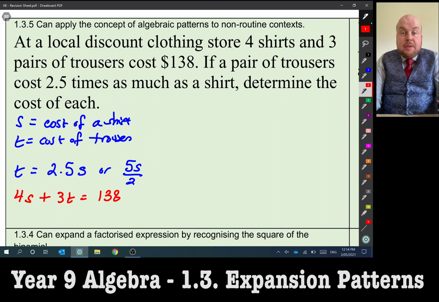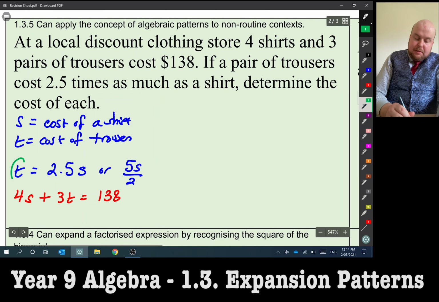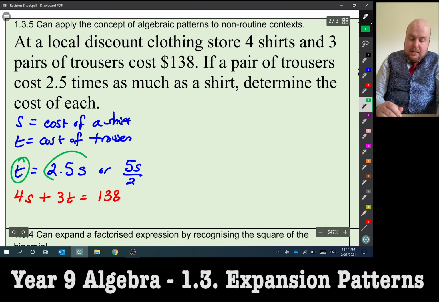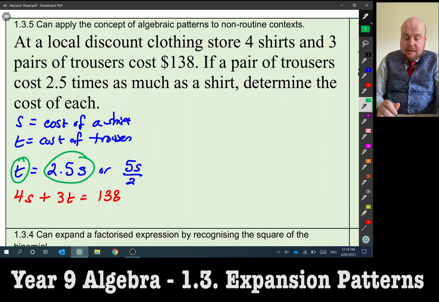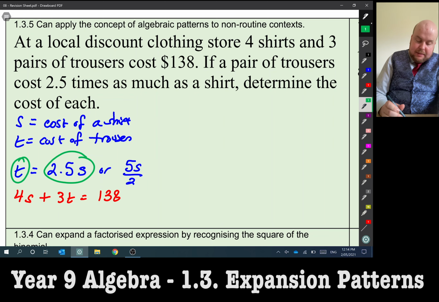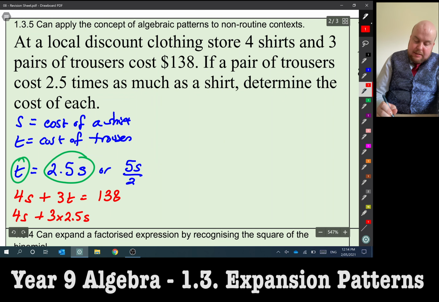Now, when we try to solve these sorts of questions, we try to use the least number of letters we can. So we try to use the same letters where possible. So I know that T is worth 2.5 S's. So every time I see a letter T, I'm going to replace it with 2.5 S's. So that's going to make this equal to 4S plus 3 times 2.5 S's.